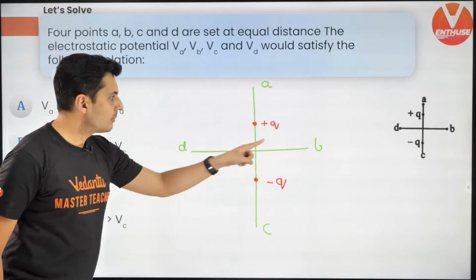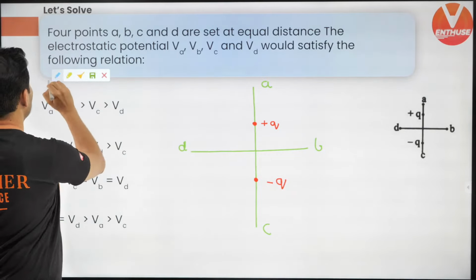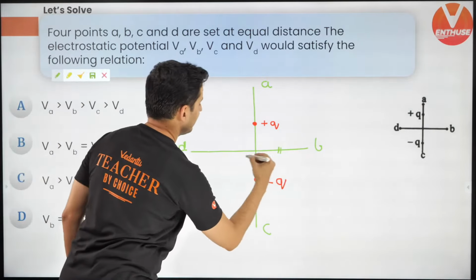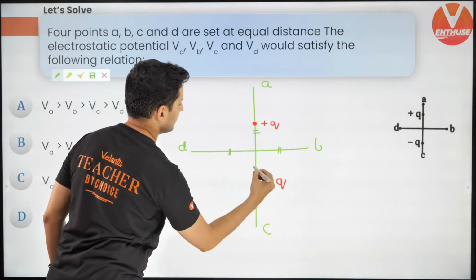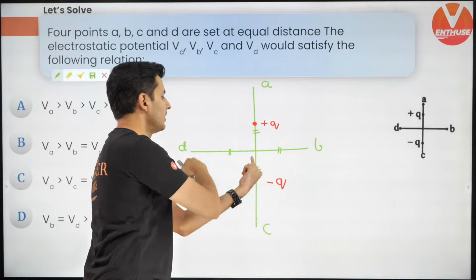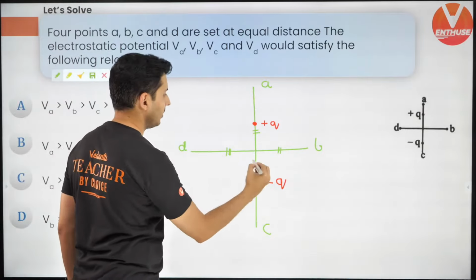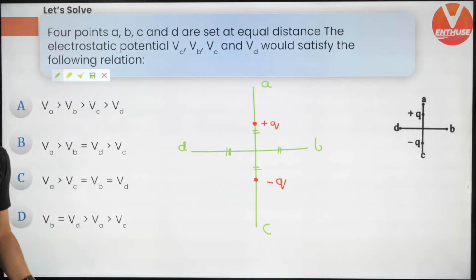Potential at A, B, C and D. And the distances are equal. Please keep this in mind. This distance is equal to this distance is equal to this distance is equal to this distance. All of them are equidistant. Keep this in mind. Come on, think about it.